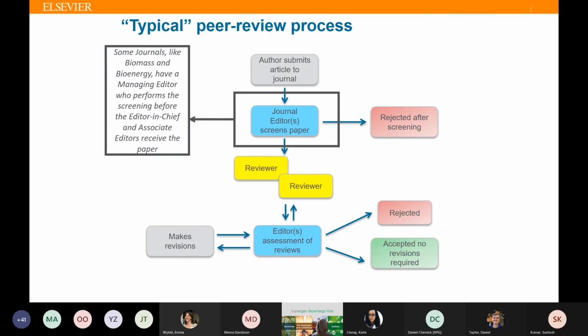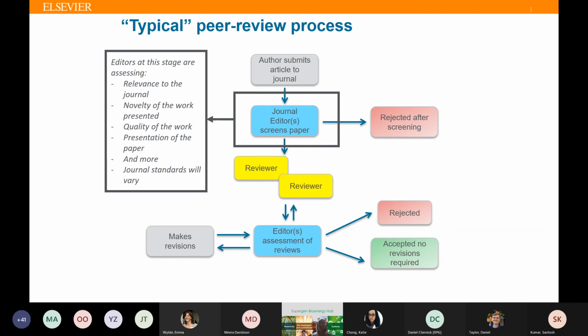So yes, some journals like Biomass and Bioenergy have a managing editor. What we're looking at the outset is: is it relevant to the journal? Is it novel? Is it good quality? Has it been well presented? And the standards vary a little bit, but those are the main things that I'm looking for at that point in time. And those are the main things that will result in you getting a straight rejection rather than it going to review.